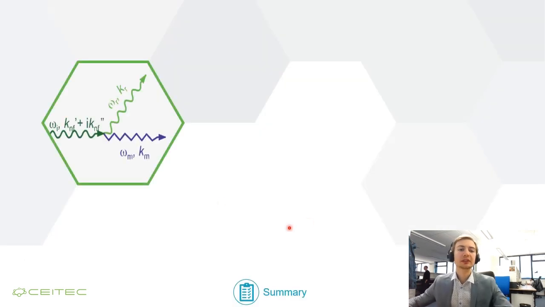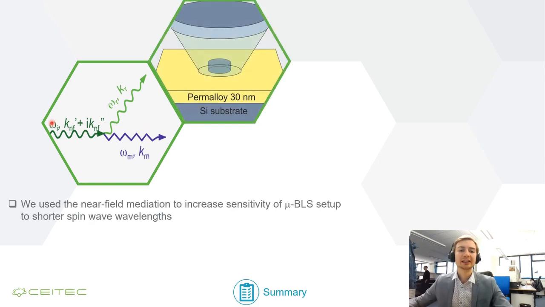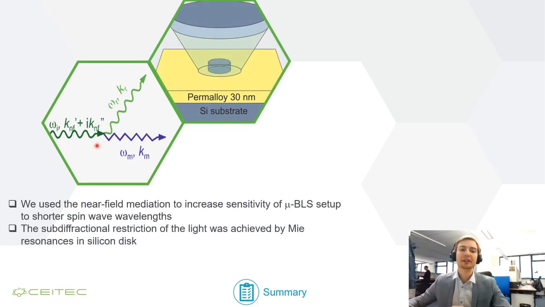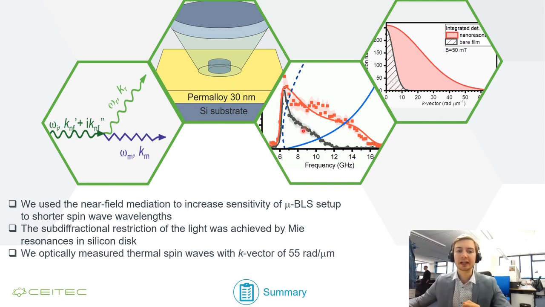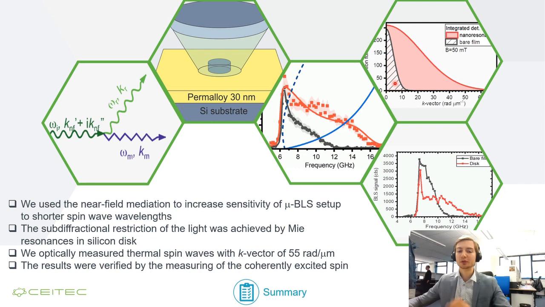So we used the near field mediated process to access the higher k values or the shorter wavelengths of spin waves. This near field was induced by Mie resonances, which provide even higher signal than bare film because of the creation of the hotspots and low optical losses in comparison to plasmonic approaches. We verified and evaluated the enhancement by measuring the thermal BLS, and we found that the accessible k vector value is increased by a factor of 5 as well as the overall signal. And the method was verified by some kind of real-world experiments with coherently excited spin waves.